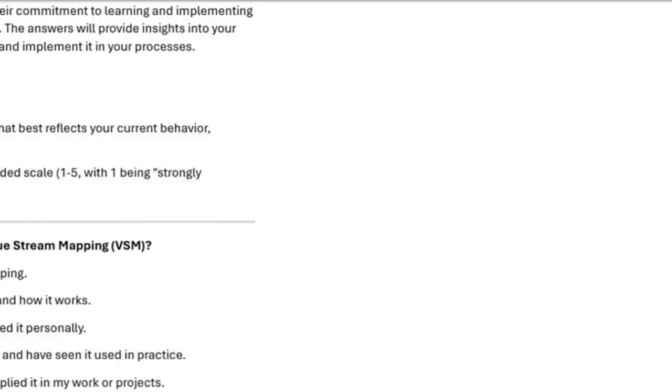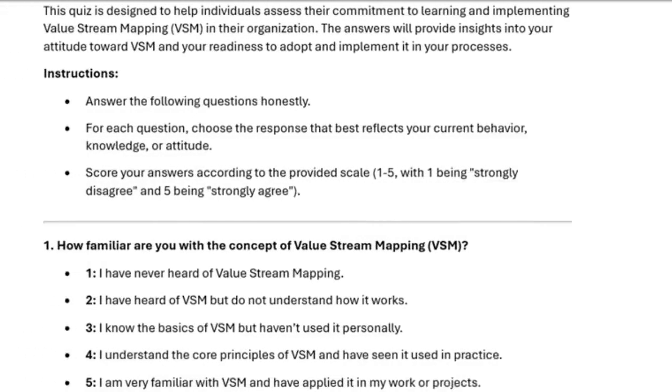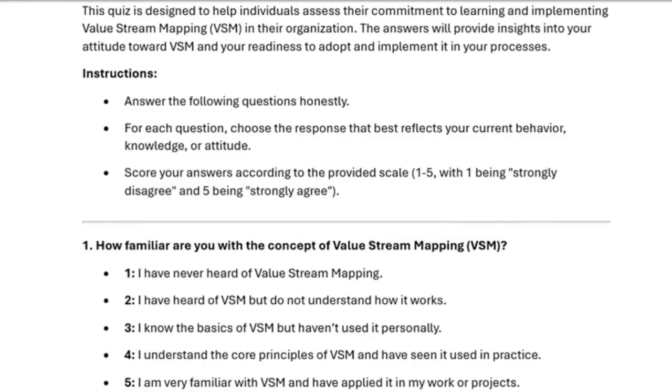This quiz is designed to help individuals assess their commitment to learning and implementing value stream mapping in their organization. The answers will provide insights into your attitude toward VSM and your readiness to adopt and implement it in your processes. Instructions. Answer the following questions honestly. For each question, choose the response that best reflects your current behavior, knowledge, or attitude. Score your answers according to the provided scale, 1 to 5, with 1 being strongly disagree and 5 being strongly agree.